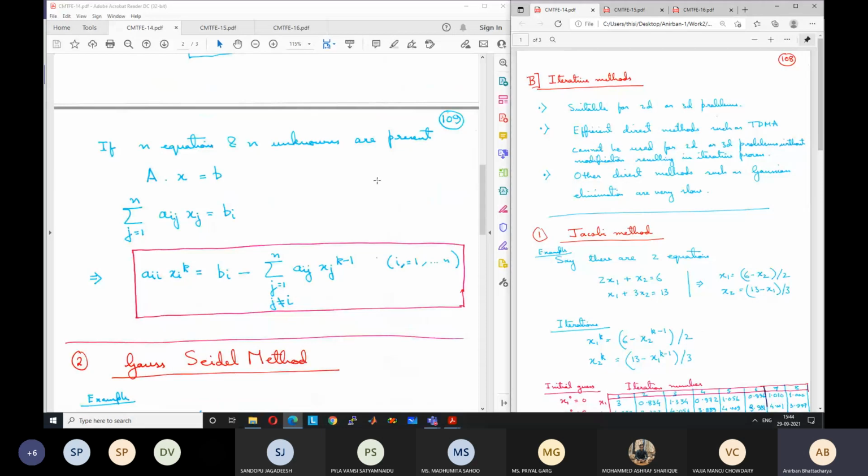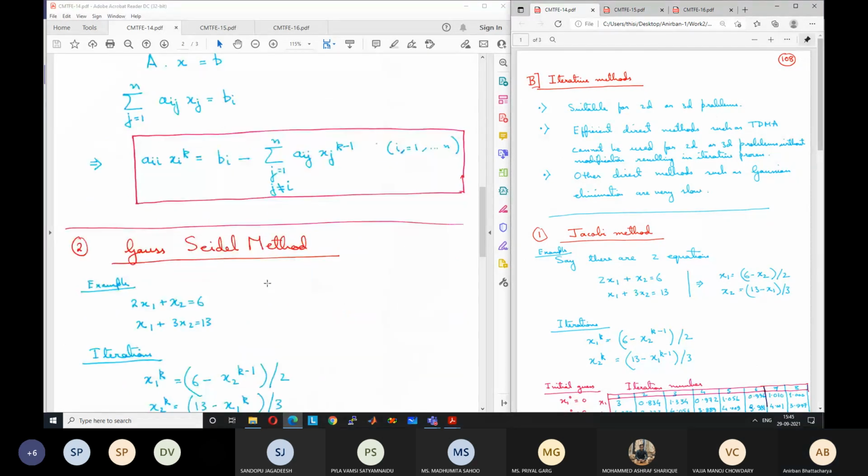Anyway, in general form, we have seen how to write this. I'm not going into the details. If I have n unknowns, any ith variable can be written in terms of the remaining n minus 1 variables, where all the other variables except the ith variable are used. I'm not going into the description again because we have already discussed it.